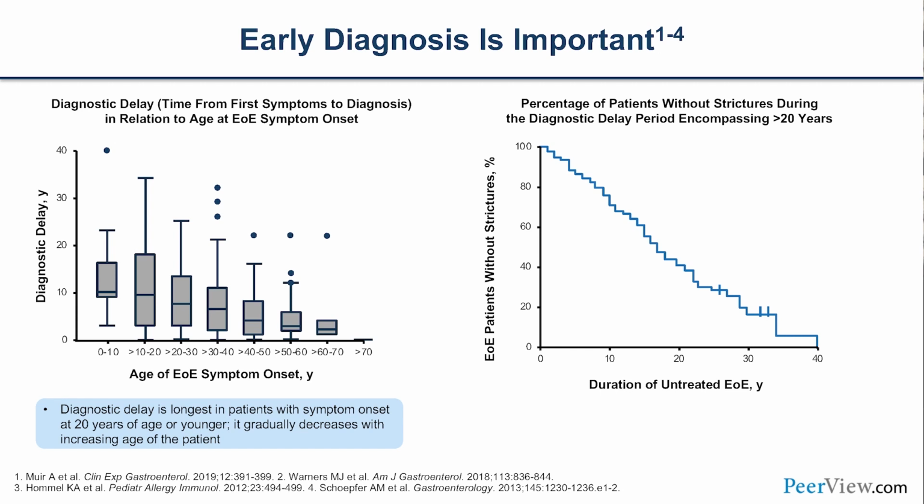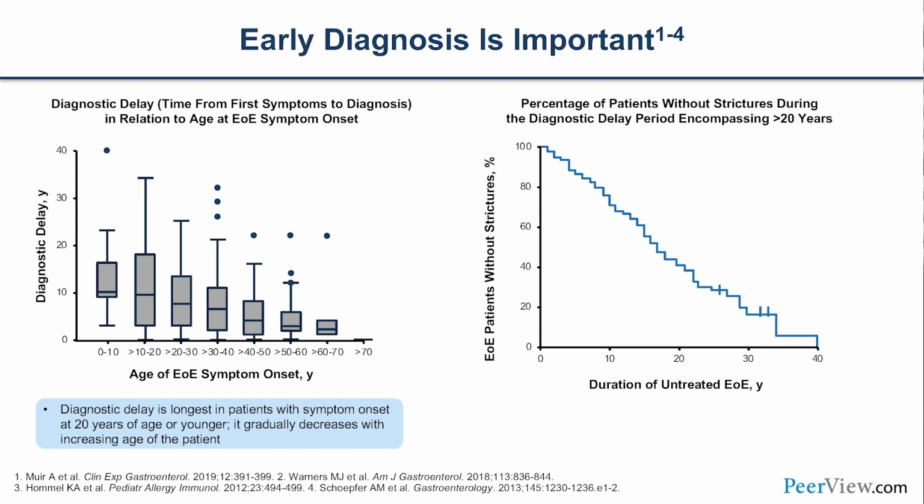Despite these challenges, early diagnosis of EoE is important. Diagnostic delay is common, and you can see on the left panel of this slide the average diagnostic delay on the y-axis with different patient age groups on the x-axis. And you can see it does vary by age group, but you can see diagnostic delays as much as 8 to 10 years in a large number of patients and then decreasing over time.